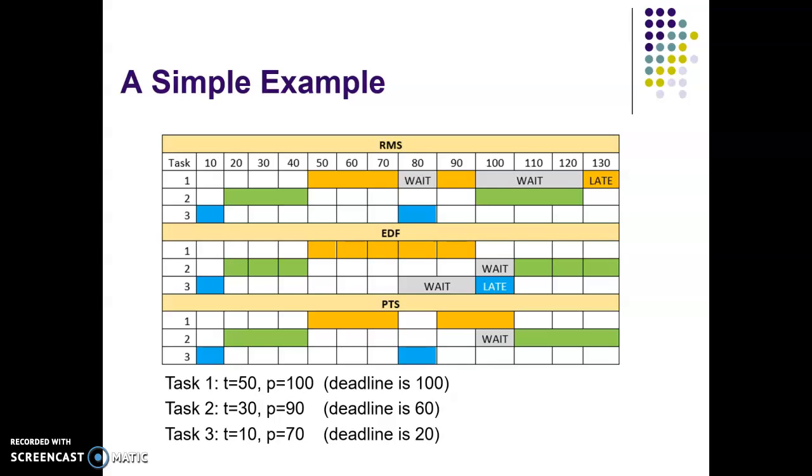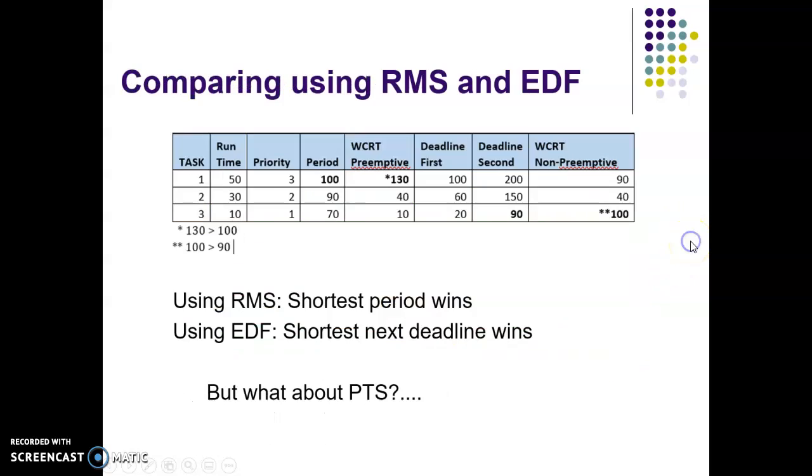Now PTS, in this example, although there's still a wait for task 2 and a preemption on task 1 for task 3, still all the deadlines are met, which is good. Nothing's late, right? Because we see here RMS, it's late here. PTS, there's no lateness, even though preemption still occurs.